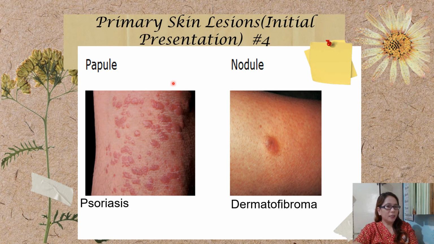Okay? And another example is the papule. The papule is less than 1.0 cm. Example din, nakikita yung papule sa may mga psoriasis din, lalo na pag nag-start pa lang. And another example is the nodule. It is a marble-like lesion that is larger than 0.5 cm. That is often deeper and firmer than a papule. So this example is a dermatofibroma.